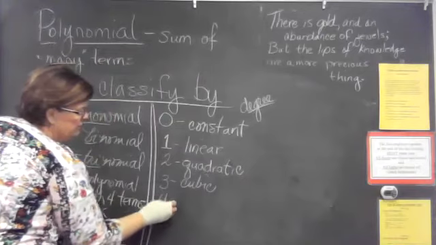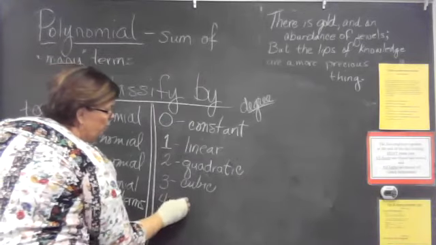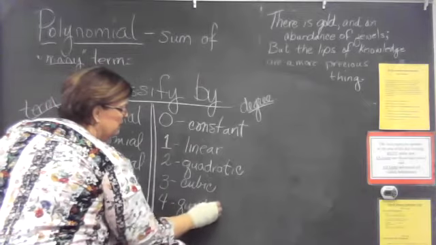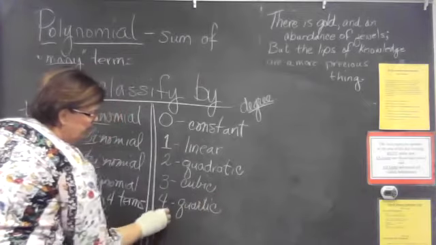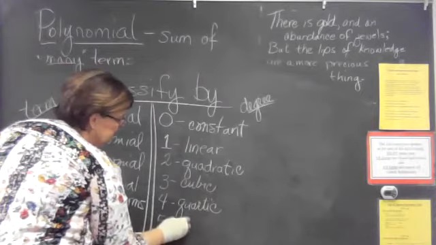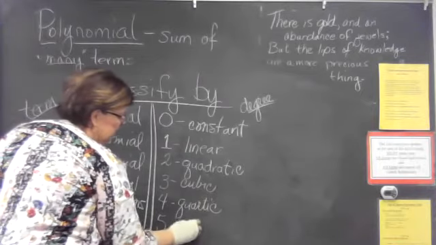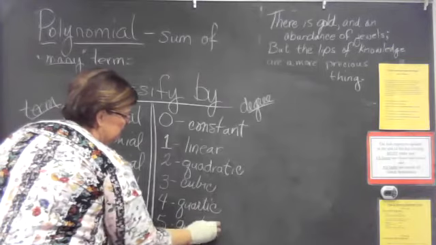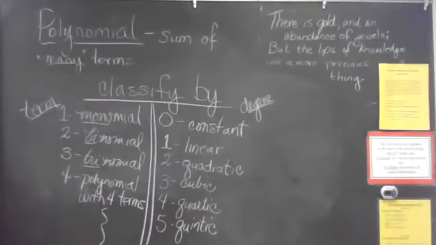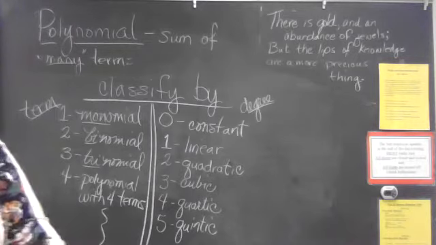If it's 4, it's called a quartic. And 5, it's called a quintic. These are most likely the only ones that you're going to need to know. These are the normal ones. Put this up so everybody can see.